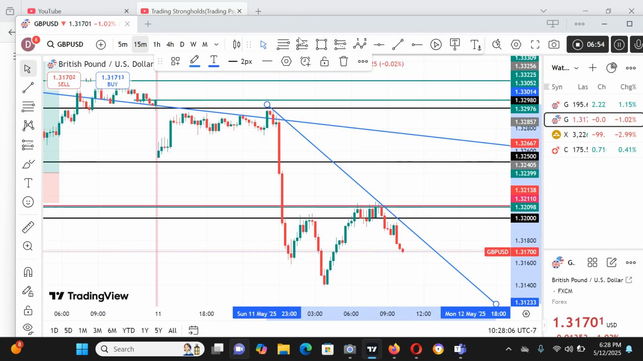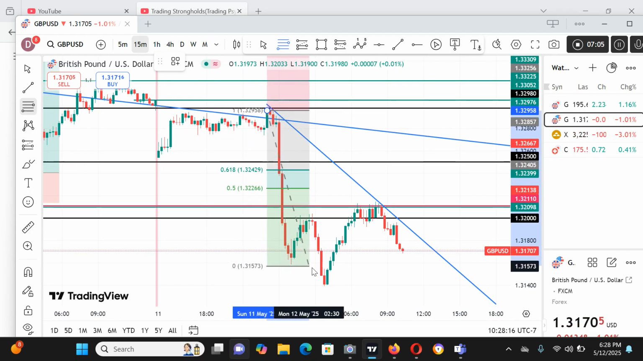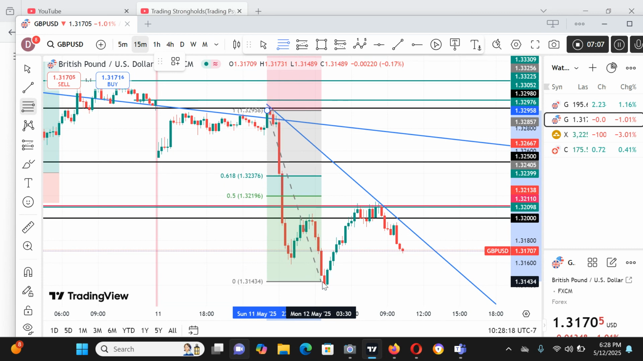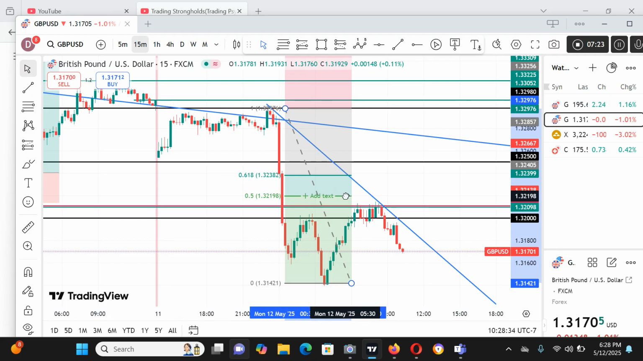So we now go to our Fibonacci retracement tool and place it here, and then bring it down to where the market has gotten into. Then our point of interest from here will be this 50%, 0.5. So we are expecting the price to get to this level.